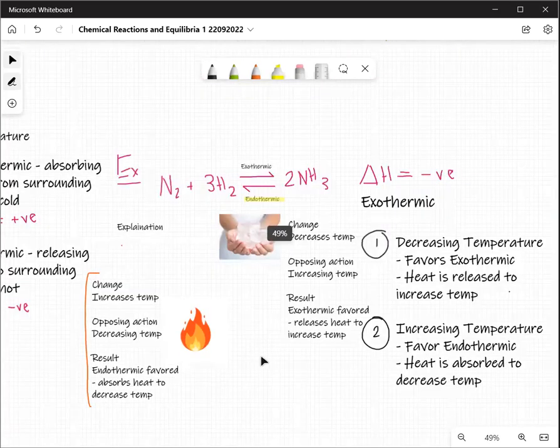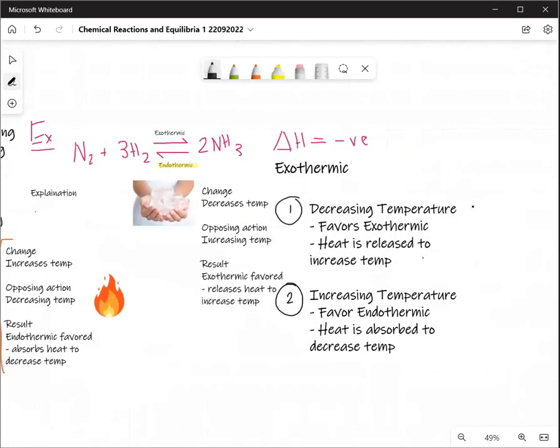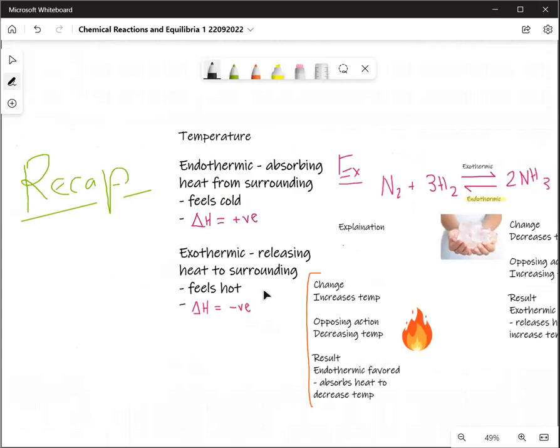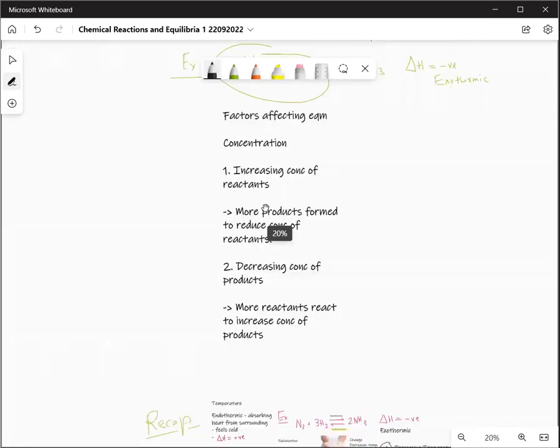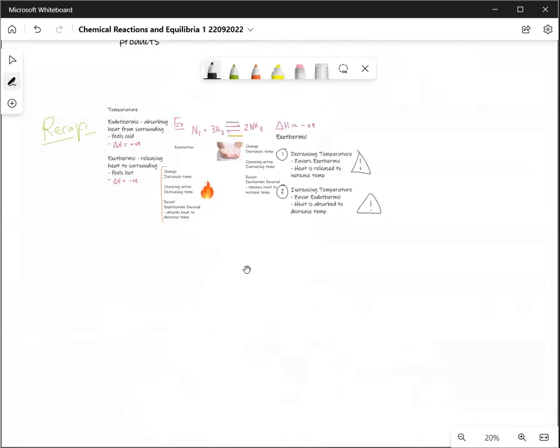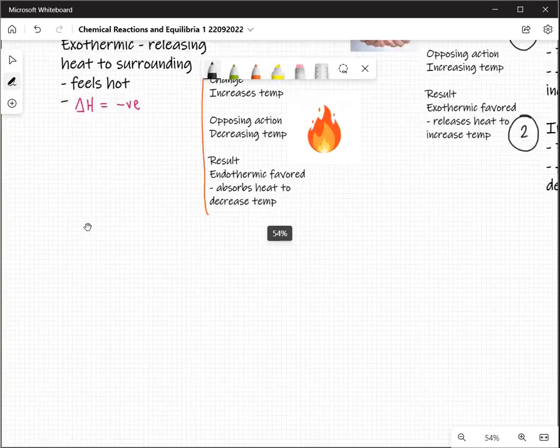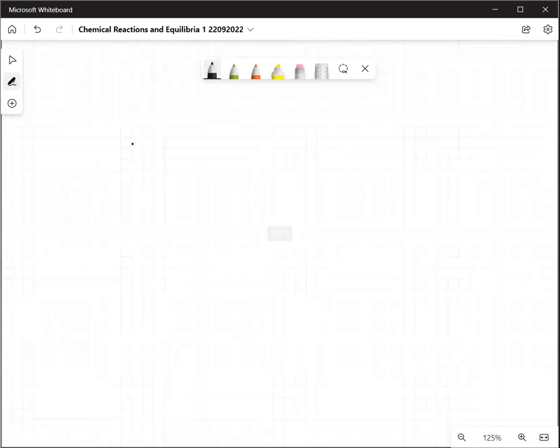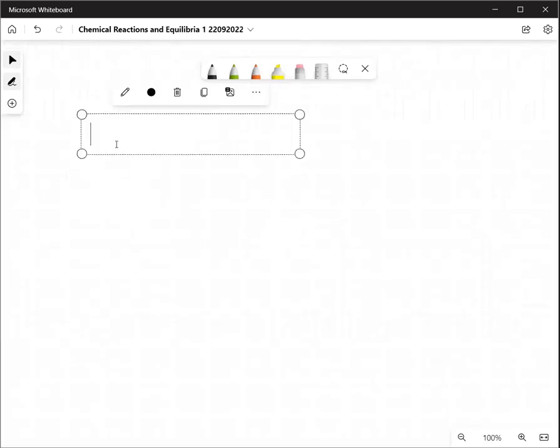Any doubts here? Now, this right here, you have to memorize by heart. These two, 1 and 2, and also these 1 and 2 of concentration. You have to memorize them by heart because the exact same thing will come in the exam. We'll actually do questions, so don't worry about that. You have to do questions on your own. I'll send you the questions. Now, last thing, pressure.